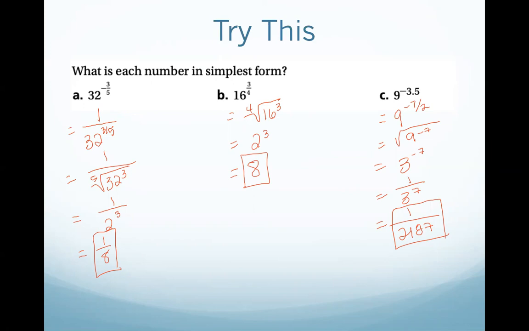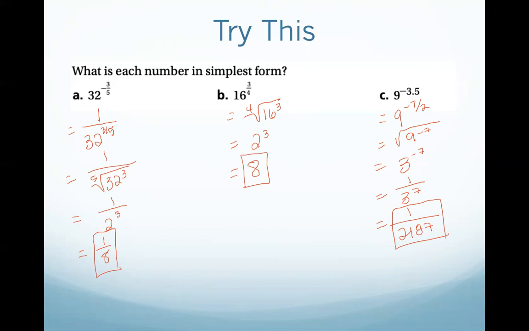In part B, we have raised to the 3/4 power, so that's the fourth root of 16 cubed. The fourth root of 16 is 2. If you do a factor tree, you can find that, or the powers of 2 are commonly used. So being able to recognize powers of 2 up to the fifth power is going to be helpful. So 2 cubed is 8.